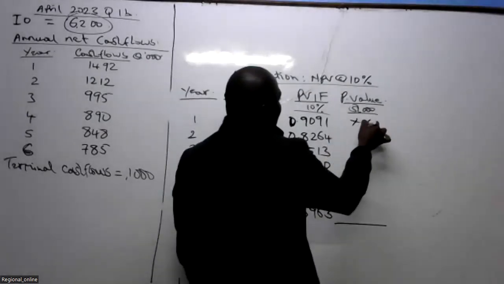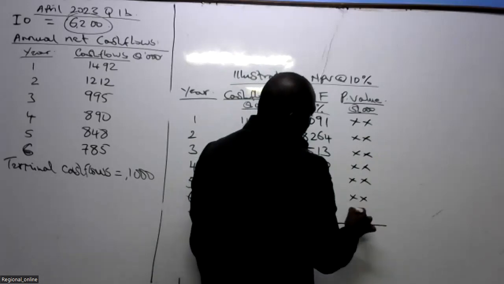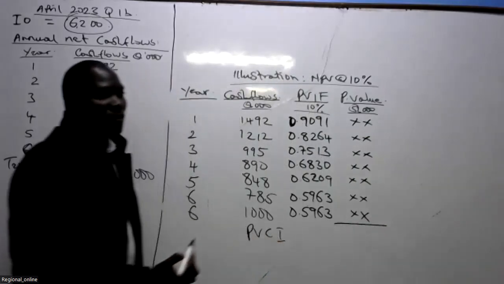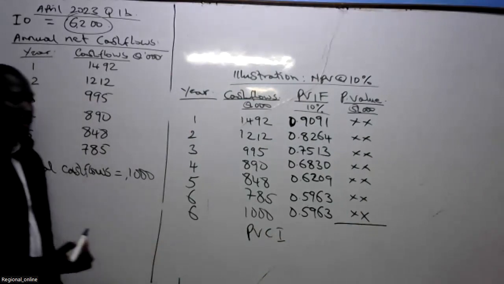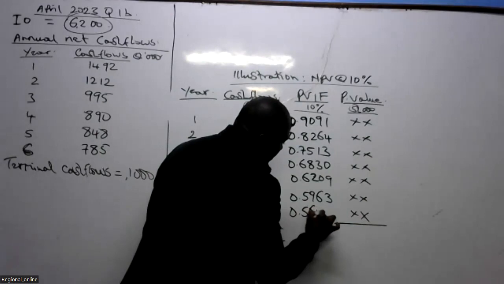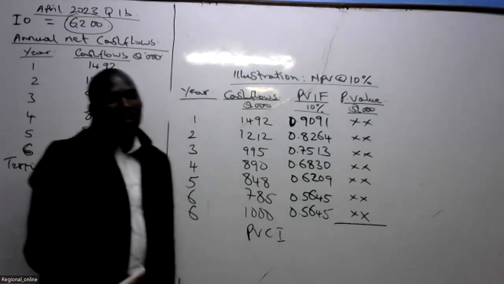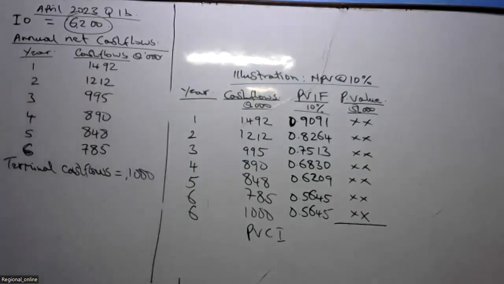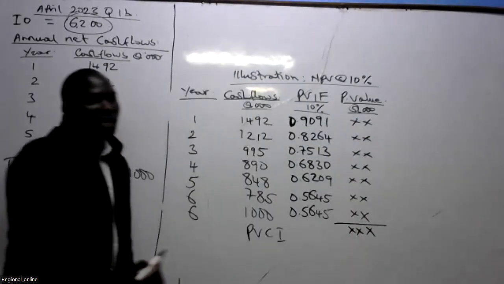So get the cash flows and the present values. Where did you get year 6 from? We have stretched year 6. So get the present values for each year. Here you multiply, and then add everything. Whatever you get here is the present value of cash inflows.